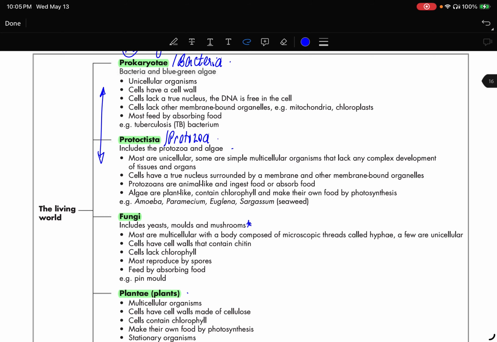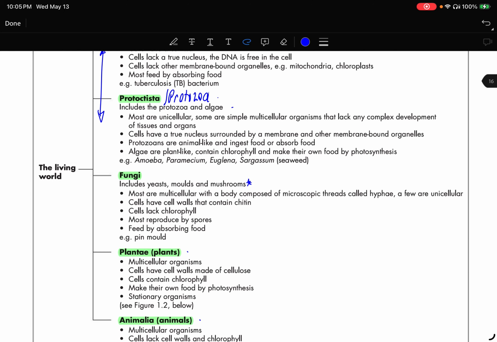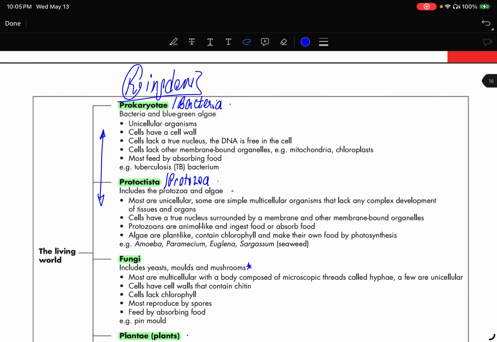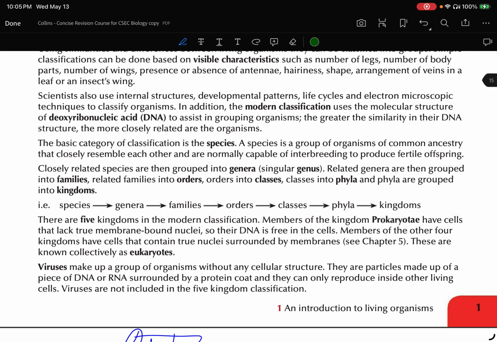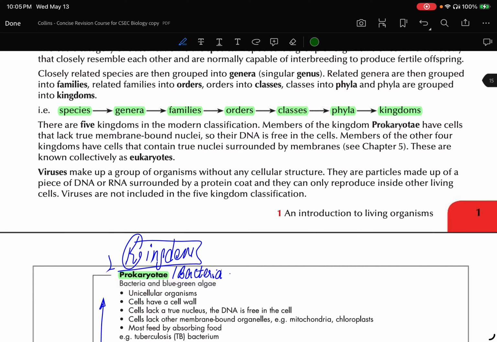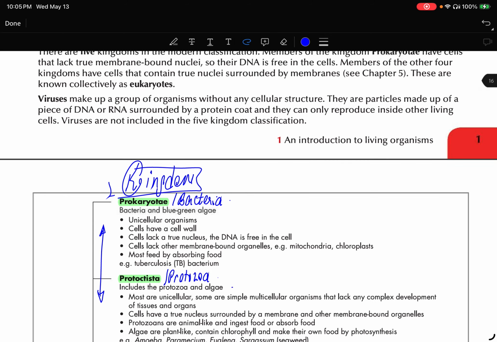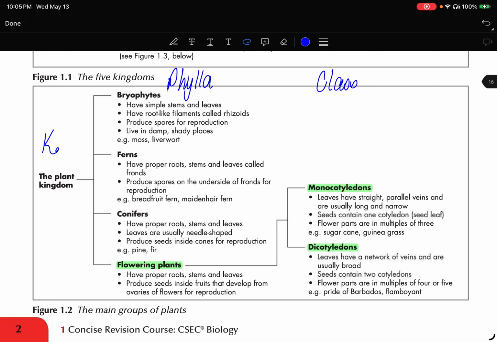Now, when it comes to the breakdown of these kingdoms, we remember that: keep, pots, queen, or family gets sick. So remember that just below kingdoms is phylum. So this table is for chart. If you look at the plant kingdom, right below that will be the phylum and then the class.